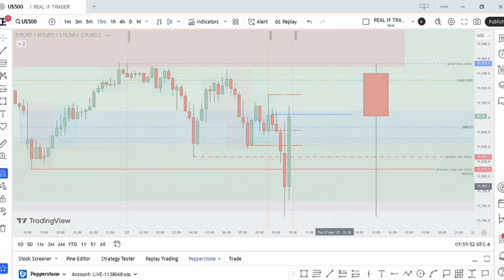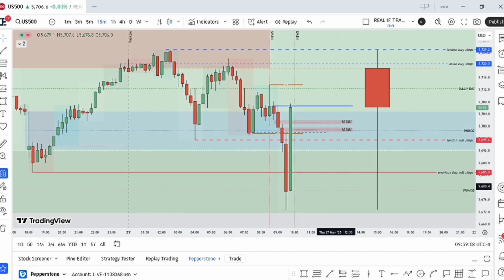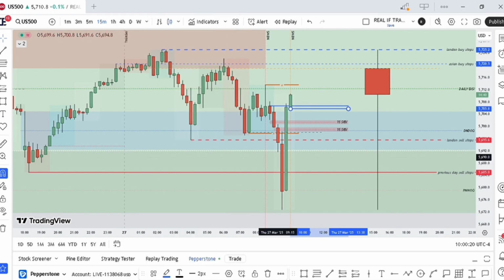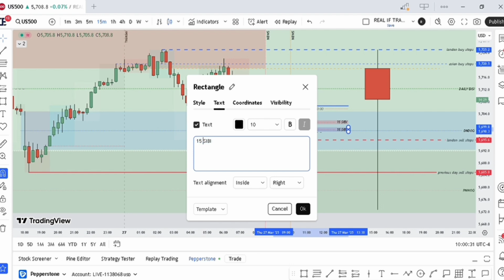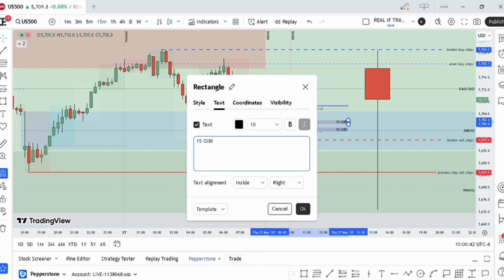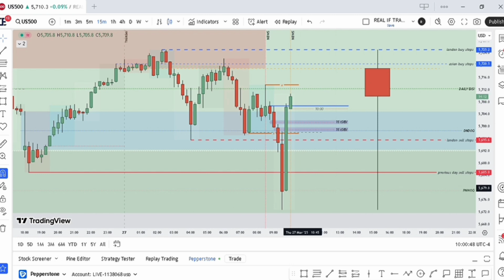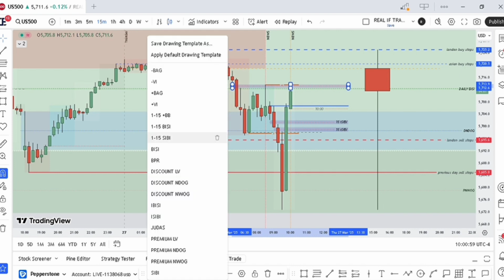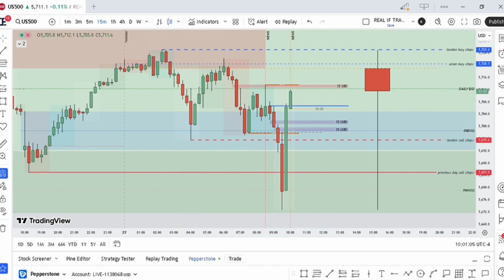We have medium impact news right there at 10 a.m., which begins the ICT silver bullet window. I'm leaning toward a bullish bias for this AM session, marking out that 10 a.m. opening price. If leaning towards a bullish bias, you would want to buy at or below that opening price at 10 a.m.